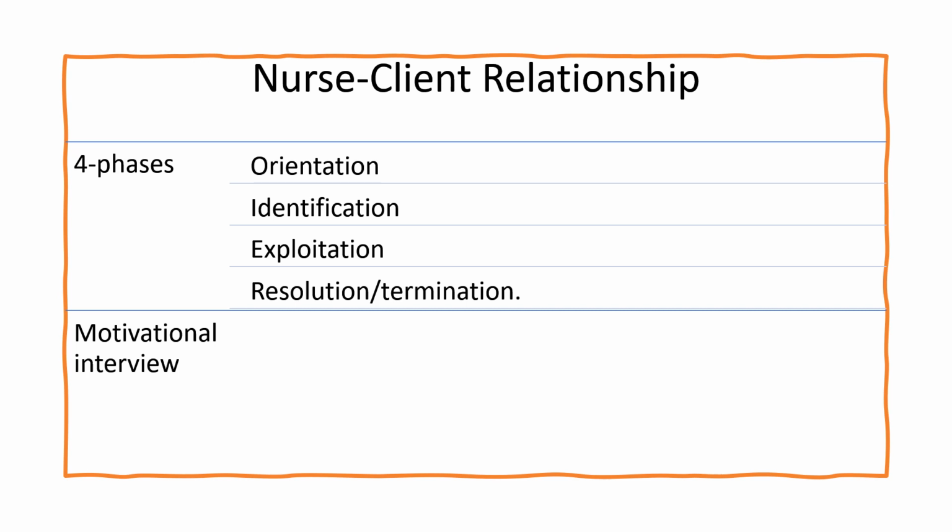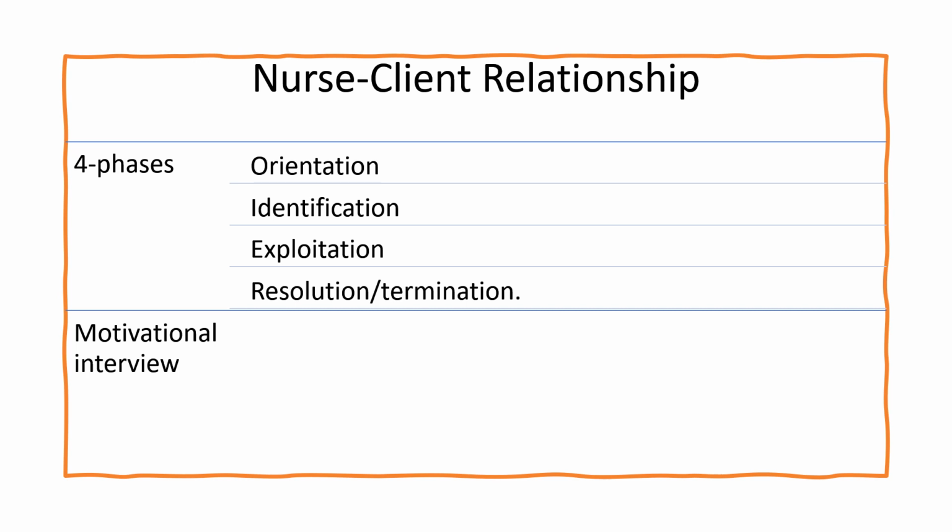This relationship has been defined by 4 phases identified by Peplau's theory of interpersonal relationships. These are orientation, identification, exploitation, and resolution or termination. Orientation is the initial phase where the client will reach out to a nurse or a healthcare provider for assistance. Identification is when the 2 individuals establish a mutually respectful relationship.